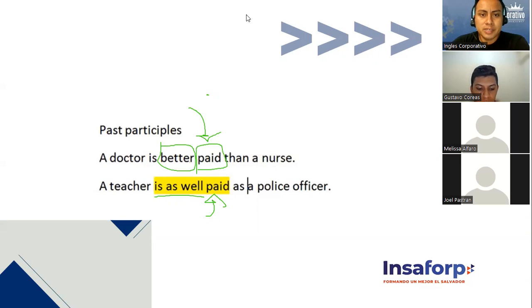Learning Japanese is more complicated than learning English. Okay, I like it. We are using a participle, past participle, complicated. Okay, sounds like it. Okay, what else? Anything else that comes to your mind you want to share? A doctor is better paid.